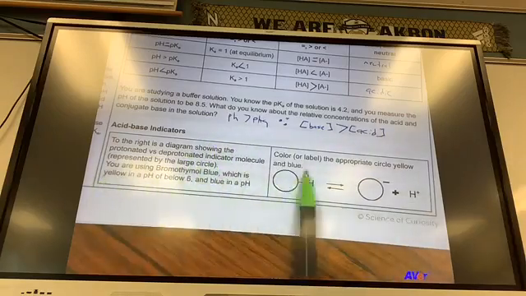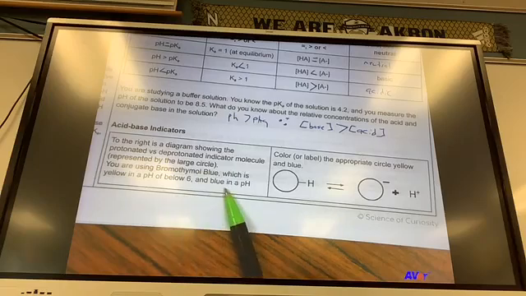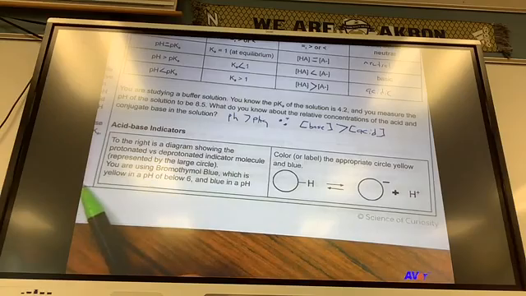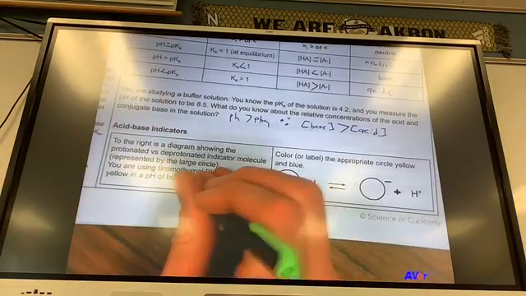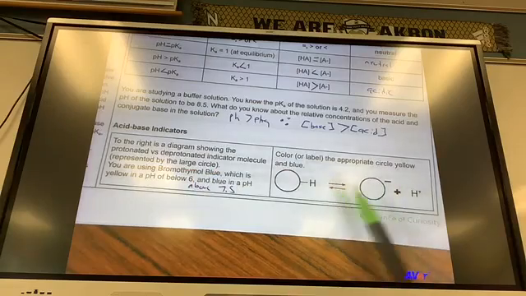To the right is a diagram showing the protonated versus deprotonated indicator molecule represented by a large circle. You're using bromothymol blue, which is yellow in pH below 6 and blue in a pH above 7.5. Color or label the appropriate circle yellow and blue.